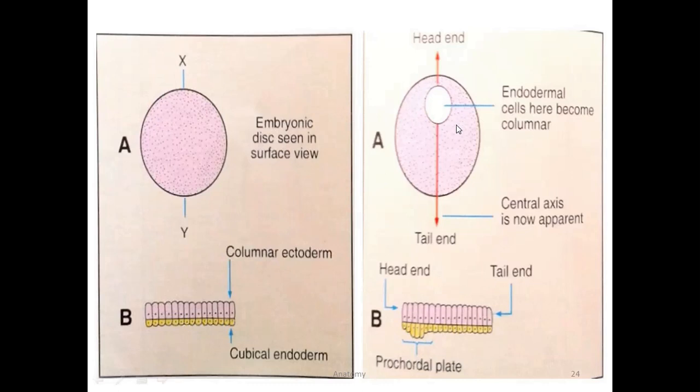So once this procaudal plate is formed, it is the head end. So endodermal cells here become columnar, and this circular area is referred to in future as the head end, and exactly opposite to it is the tail end. So the central axis gets formed. The central axis is now apparent. If you take a section at this level, you can see the procaudal plate. The changes take place in the endodermal epithelium. This is the endodermal germline, and this is ectoderm. So this part becomes from cubical to columnar cells, and we call it the procaudal plate.